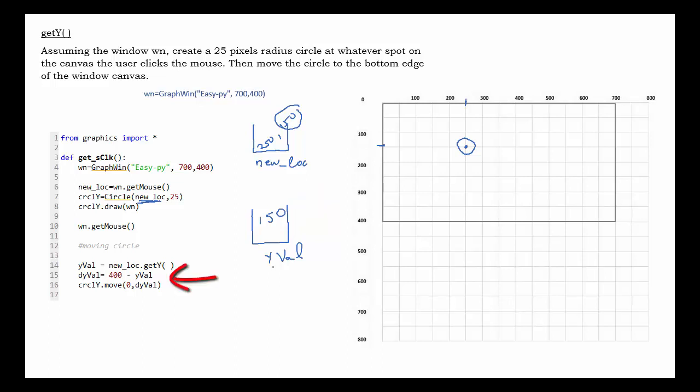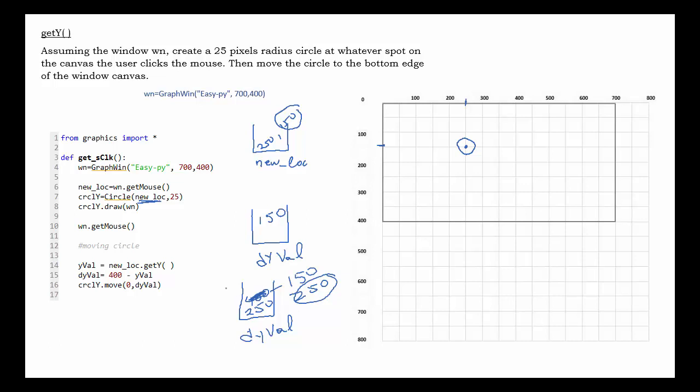Line 15 says I'm going to create another variable. That variable will be called DYVAL, and inside that variable in a sense will be 400 minus YVAL, actually minus 150, so this is 150, the result of 400 minus 150 is 250. So that number will go and actually be stored inside the DYVAL. So the DYVAL will contain 250.